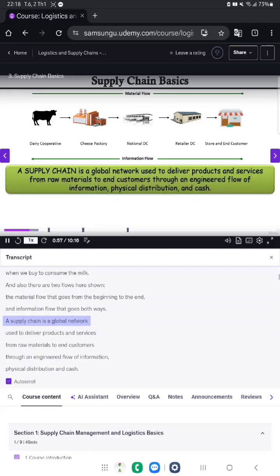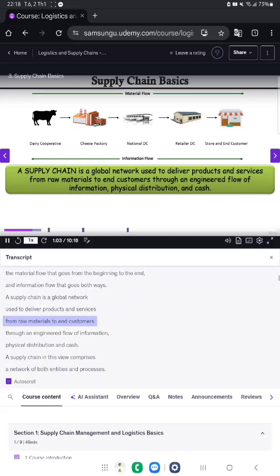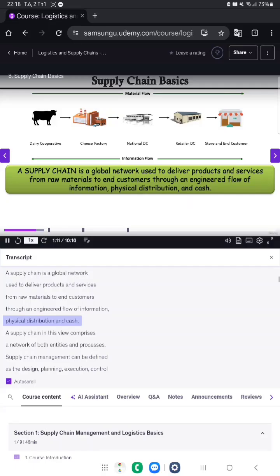A supply chain is a global network used to deliver products and services from raw materials to end customers through an engineered flow of information, physical distribution, and cash. A supply chain in this view comprises a network of both entities and processes.